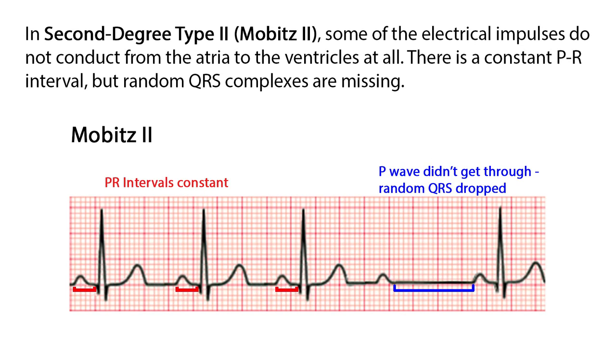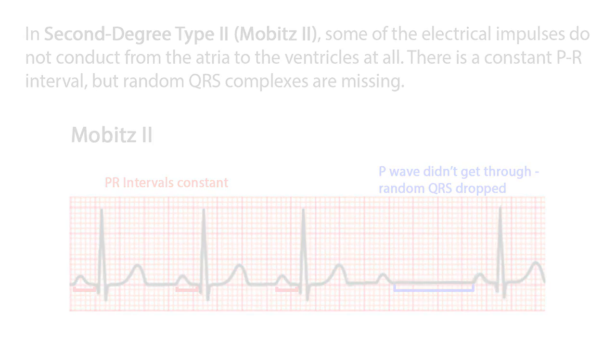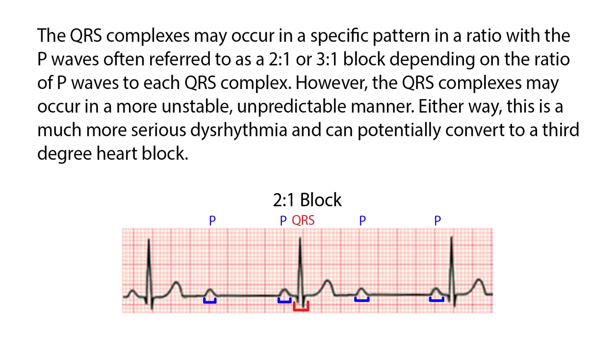In this type of heart block, some of the electrical impulses do not conduct from the atria to the ventricles at all. There is a constant PR interval, but random QRS complexes are missing. The QRS complexes may occur in a specific pattern in a ratio with the P waves, often referred to as a 2-to-1 or 3-to-1 block, depending on the ratio of P waves to each QRS complex.